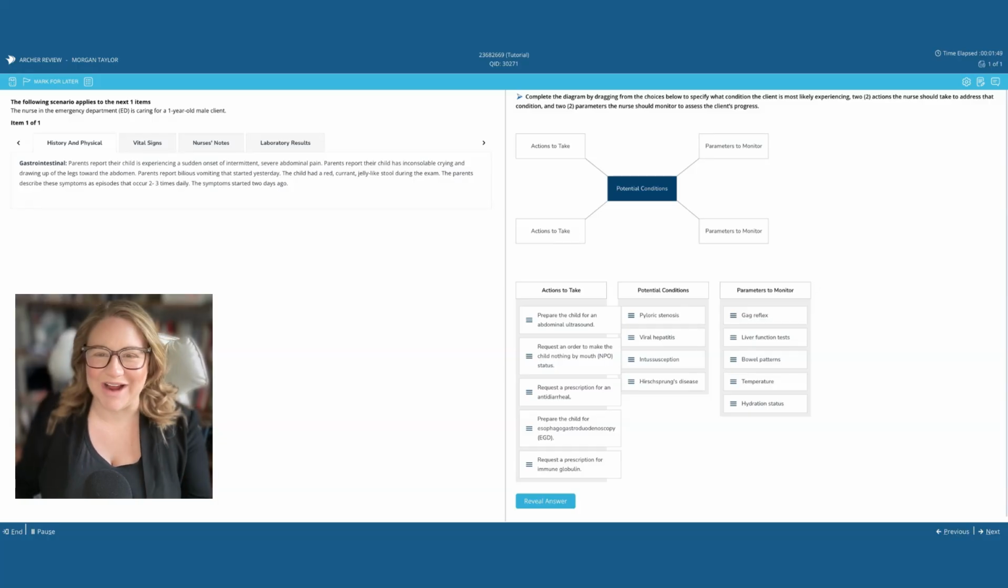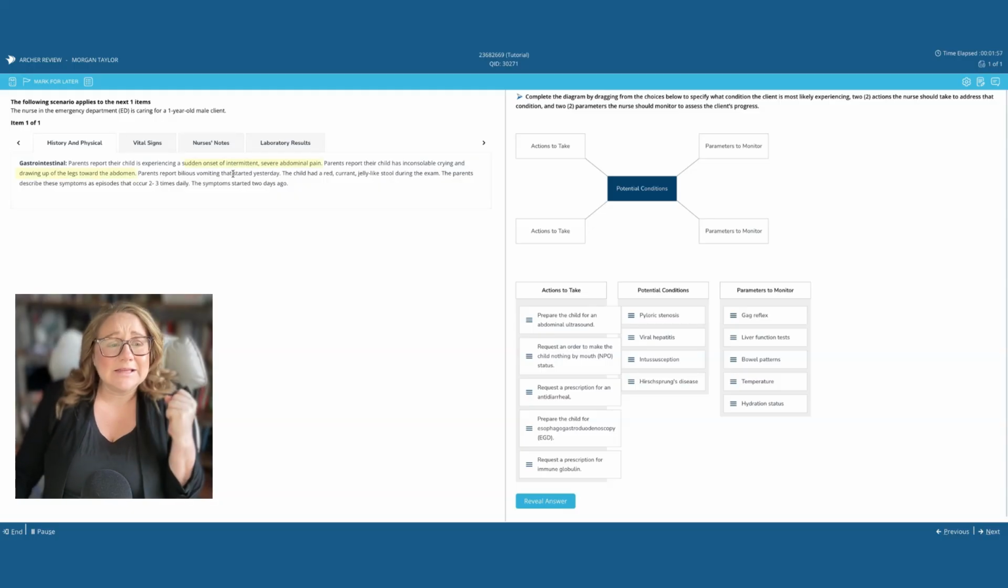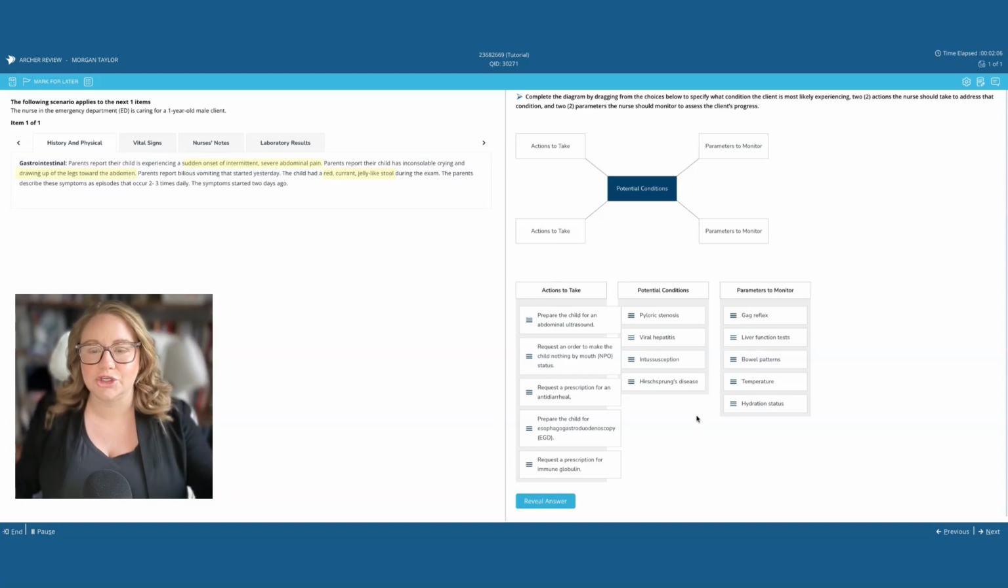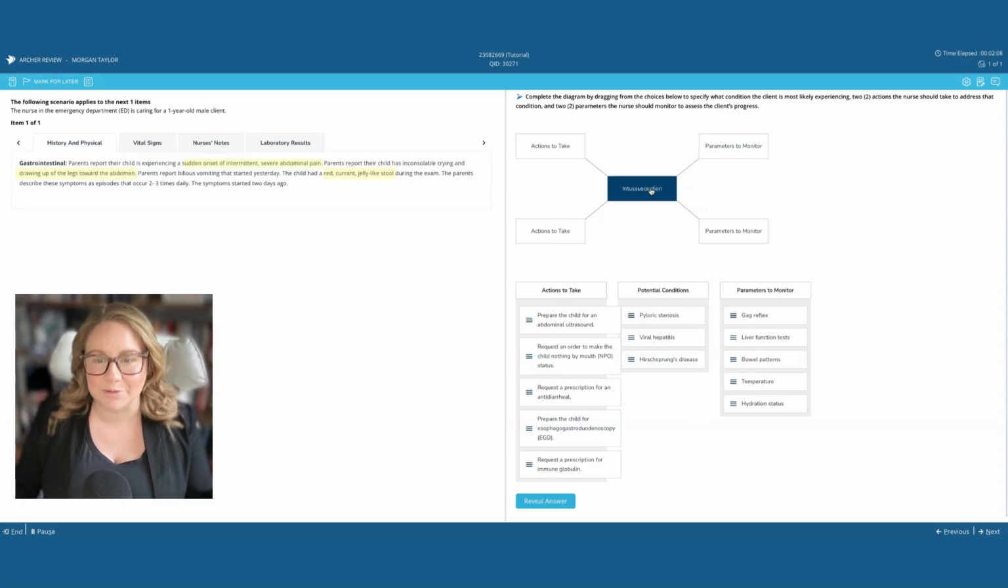The classic triad you should be picking up on here is that we have an infant with sudden intermittent abdominal pain. They are drawing their legs up towards their abdomen, and we have this red currant jelly stool. All three of those things put together, your alarm bells should be going off for intussusception.